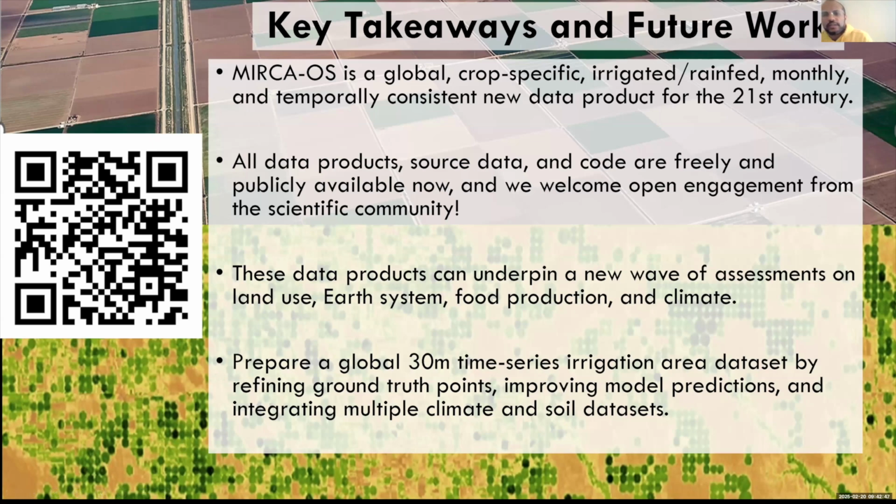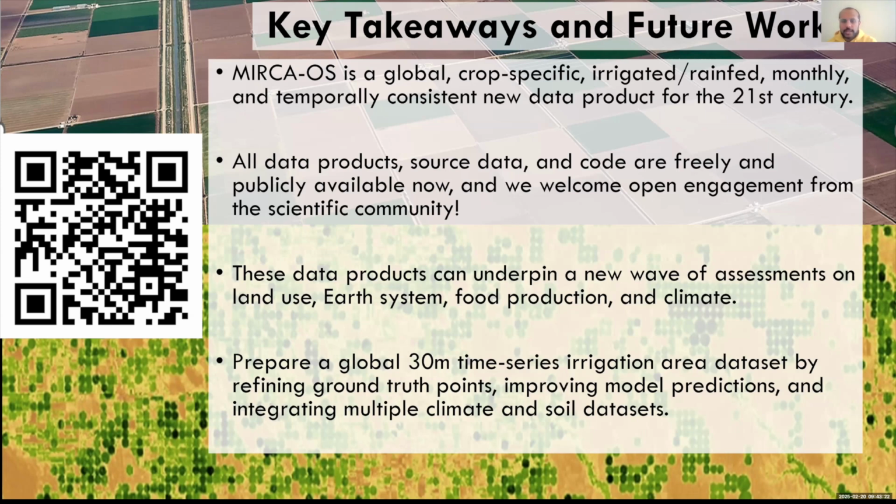What are the key takeaways and future work? Mirkawa is a global crop-specific irrigated and rainfed, monthly and temporally consistent new product for the 21st century. To be consistent with the FAIR guidelines, we make sure that the data, the code, as well as any raw data used for generating the data set are publicly available through GitHub, HydroShare, and other available data portals. The data products can underpin a new wave of assessment of land use, earth system, food production, and climate and beyond.